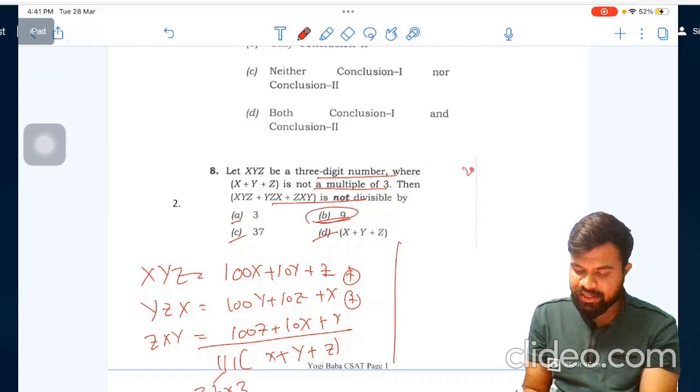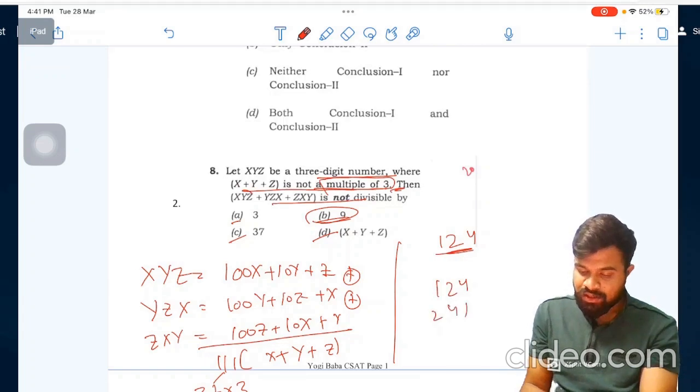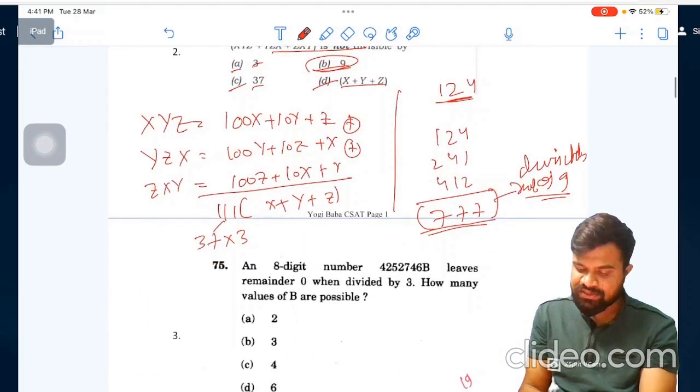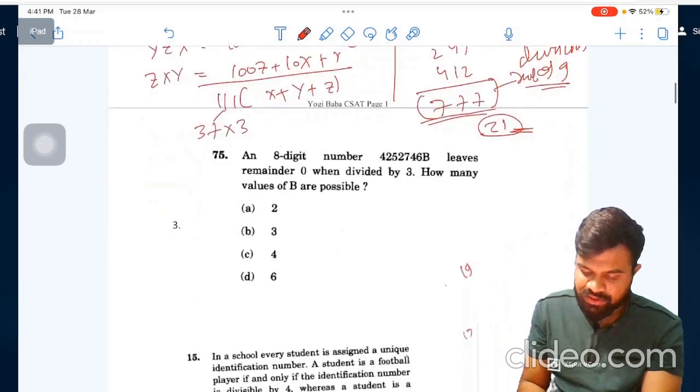Now this can be done again using the art of assumption. Let us assume a number 124 where x plus y plus z is not a multiple of 3. Obviously this satisfies this condition. So 124, 241 and 412. How much is this? This is 777. Now this is divisible by this, and by this, but not this. You can check it by the divisibility rule of 9 also. The sum of digits, that is 7 plus 7 plus 7, 21. 21 is not divisible by 9. So I rest my case that this number is not divisible by 9.